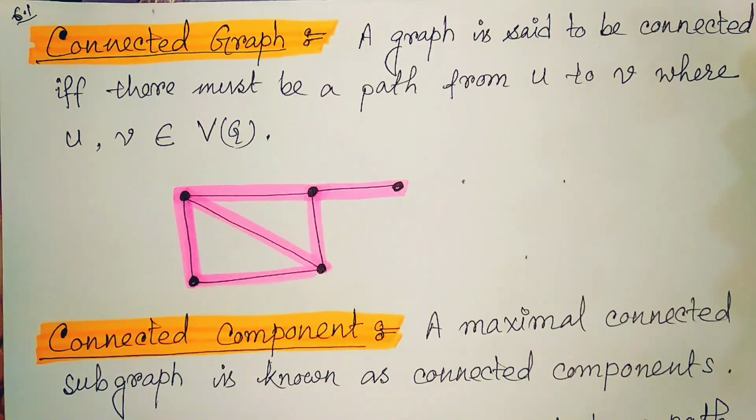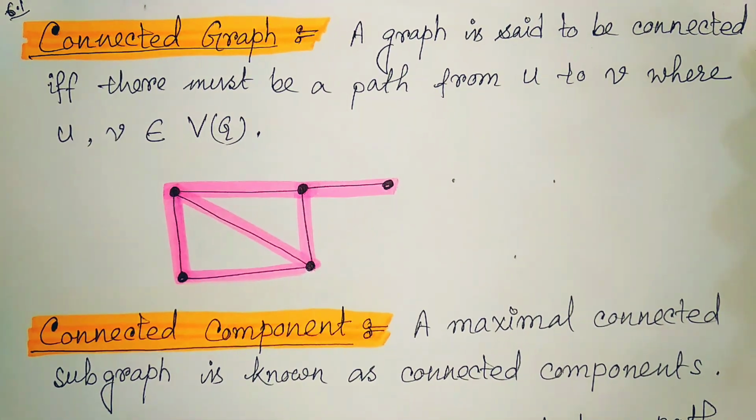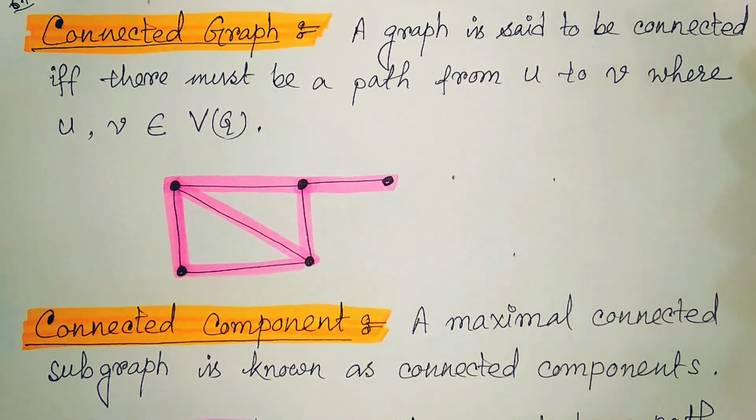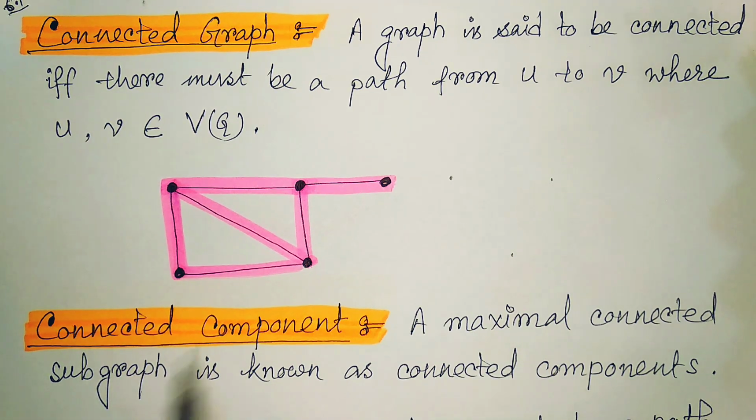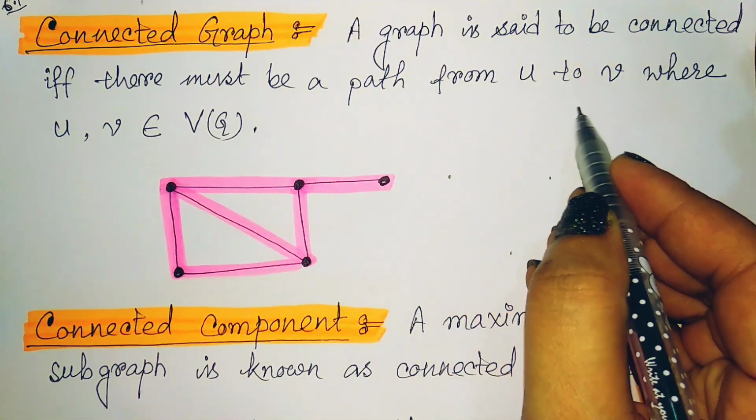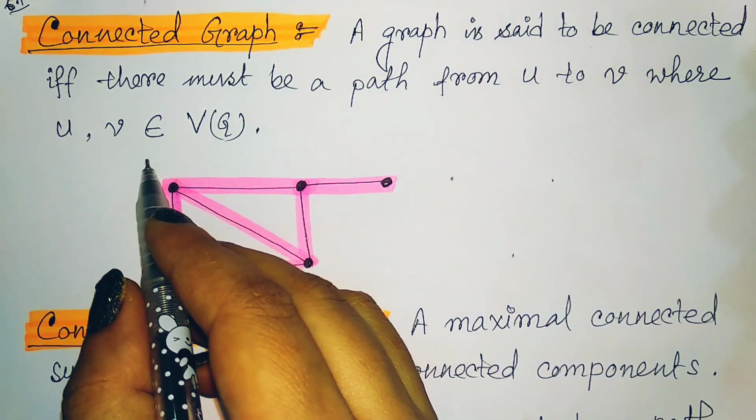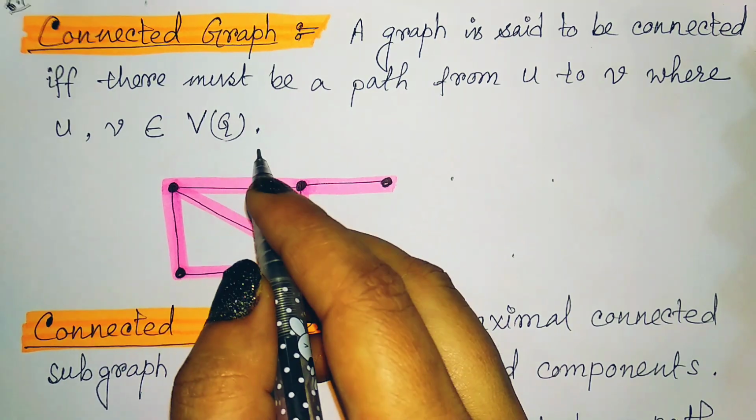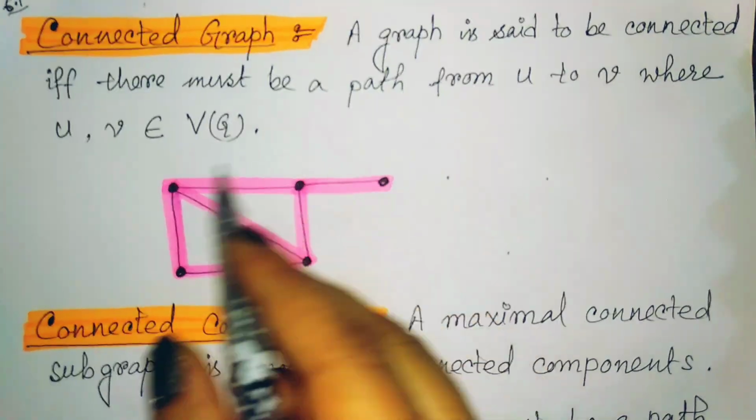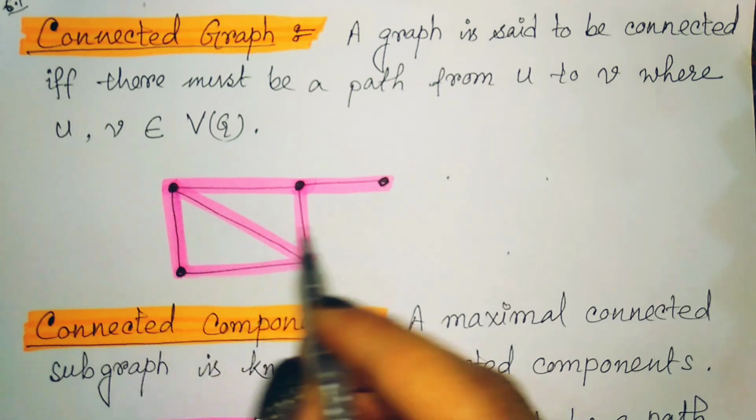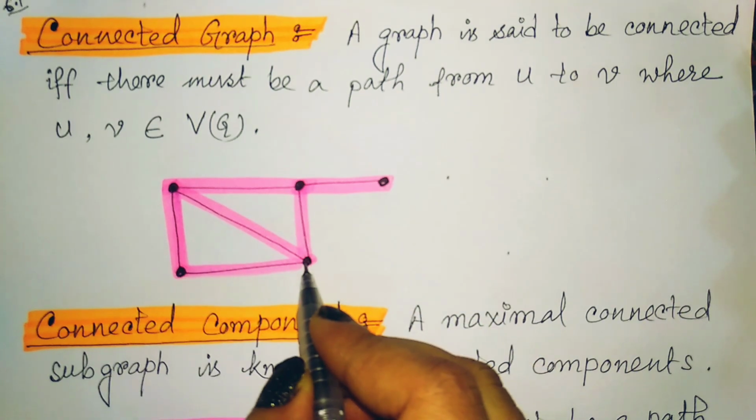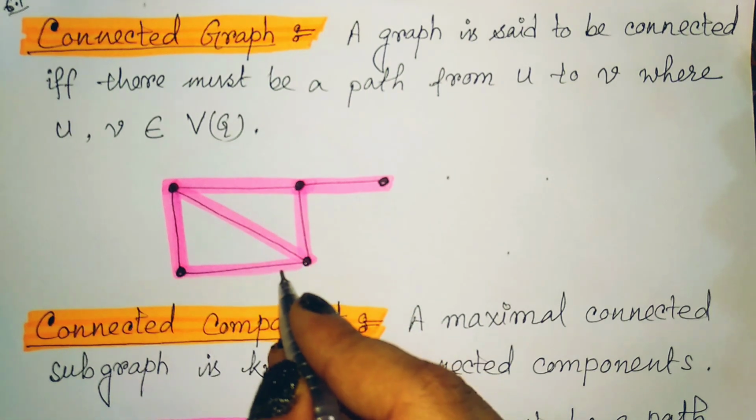Now it is the connected graph. All of us know what a connected graph is. A graph is said to be connected if and only if there is a path from U to V, where U and V both belong to the vertex set of G. So suppose this one is the given graph. Whichever 2 vertices we consider, we will find there exists at least one path between them. So this is called a connected graph.